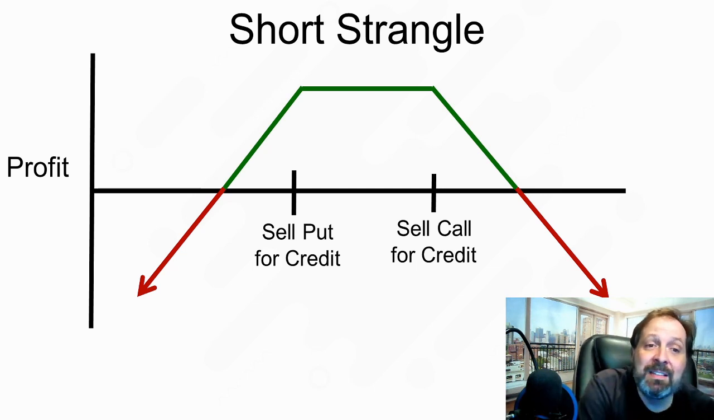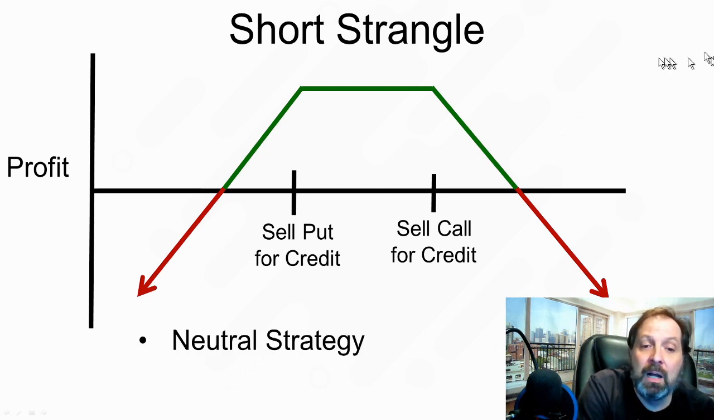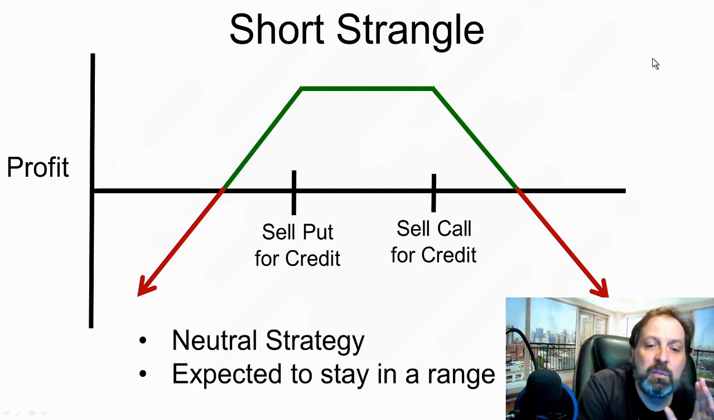And what that means is that I'm neutral on the underlying. That means I expect it to stay within some range. And that range is typically defined by the two strike prices. I want the underlying stock to stay in between my put strike and my call strike. So let's take a look at how I decide what those strike prices should be.